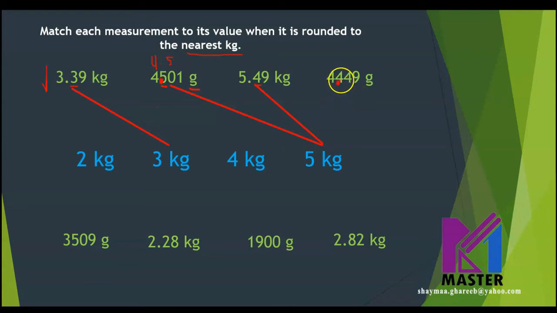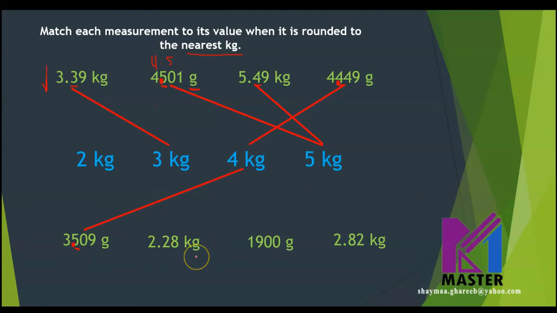So now I have 1.449 kilograms. So this number will be rounded down. Why? Because it has 4 in the 10th place. So it will be 1 kilogram. What about 3,509 grams? I'm going to change it into kilograms as 3.509 kilograms. And this will be rounded up to be 4 kilograms. Why do we round it up? Because we have 5 in the 10th place. So it will be 4 kilograms.